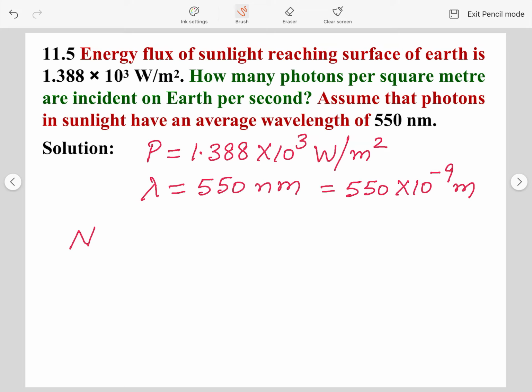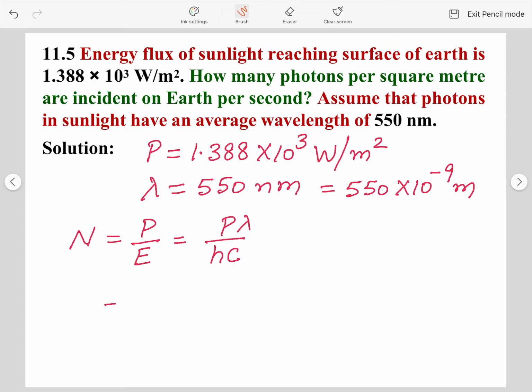So formula will be same, n is equal to P upon E, because here power that is given per meter square, that's why the n which we will get, that will be number of photons per square meter per second. So what is the formula of E? Because we don't know the value of E in this question. So in place of E we will put the formula, that is hc upon lambda. Hc upon lambda will go upside, so we will get P lambda upon hc.